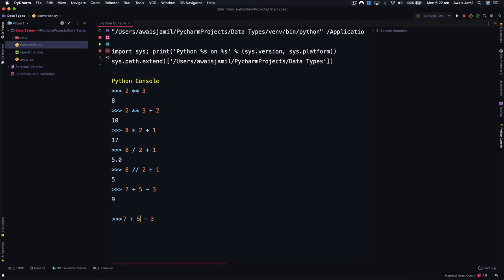And if I use the parentheses again here, that gives us the highest precedence. So let's give it a shot. Now it becomes 9 as well. So how is this working? So 5 minus 3 becomes 2, and 7 plus 2 becomes 9. The same answer, but a different way of evaluating this.